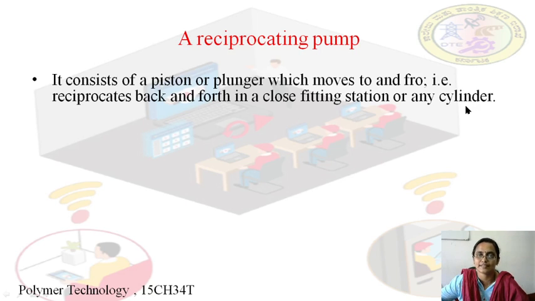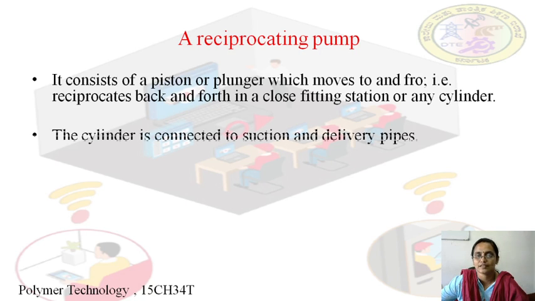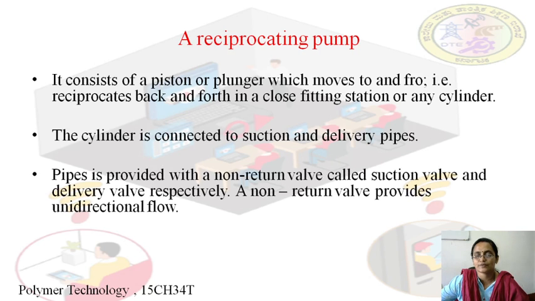So a cylinder is there, a piston is placed inside the cylinder, and a crank is rotated. This crank is connected to the piston. With the rotation of the crank, the piston moves forward and backwards, creating a pressure difference and thus the entry of the fluid. Pumping of the fluid is done. The cylinder is connected to suction and delivery pipes. The pipes are provided with non-return valves called the suction valve and delivery valve respectively. A non-return valve provides unidirectional flow.